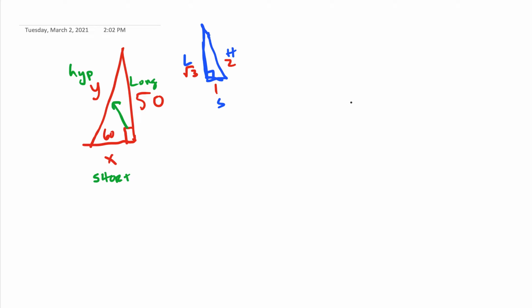We'll just pick one at a time. So like I said, let's ignore the x for a moment. We'll just deal with y. So y matches with the hypotenuse with 2. The long leg matches with radical 3. The short leg matches with 1.